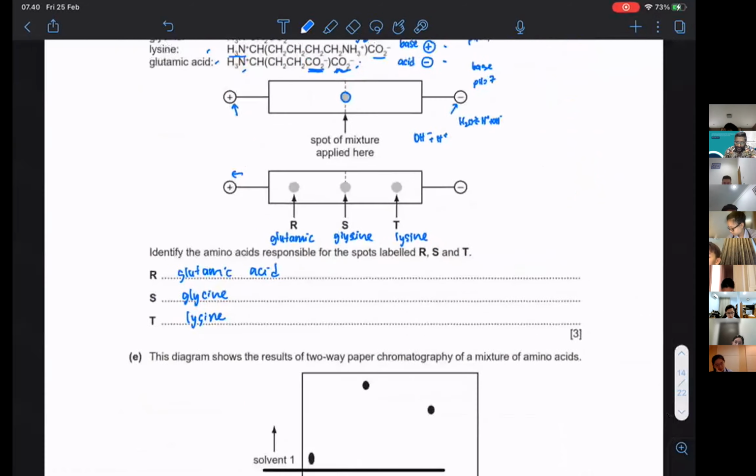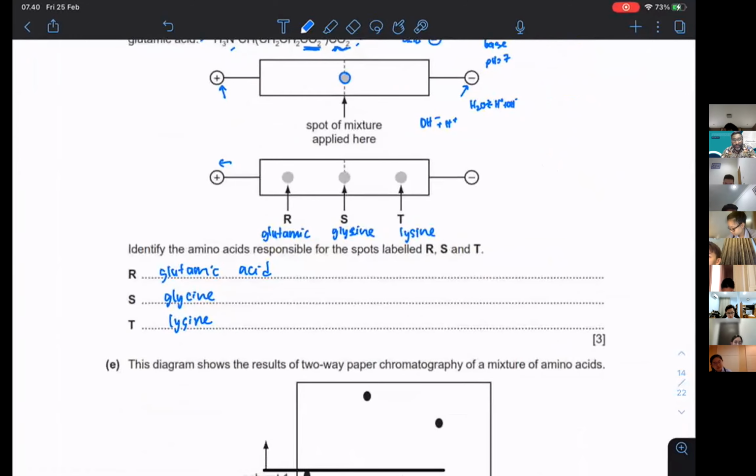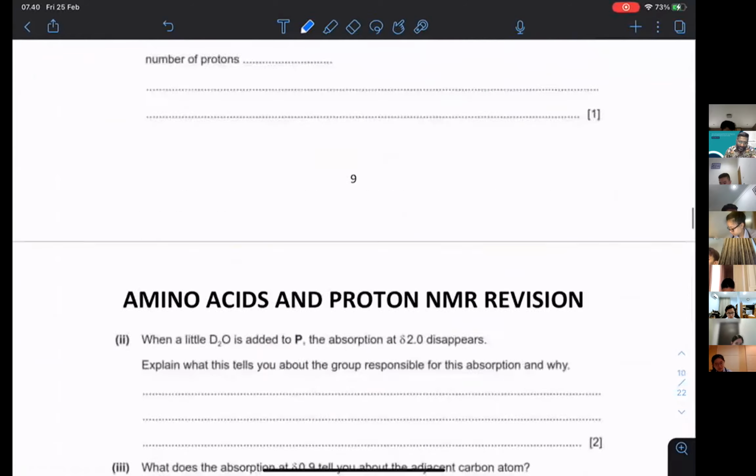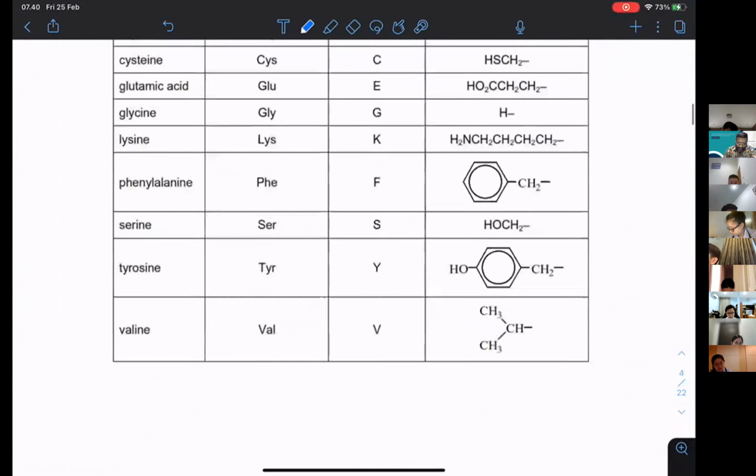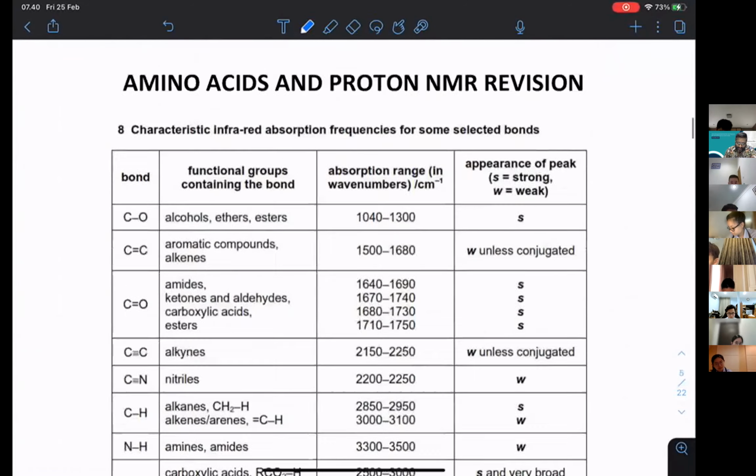So this is how you identify them. This is going to be something similar to this question, but I think the previous question is going to be more in detail.